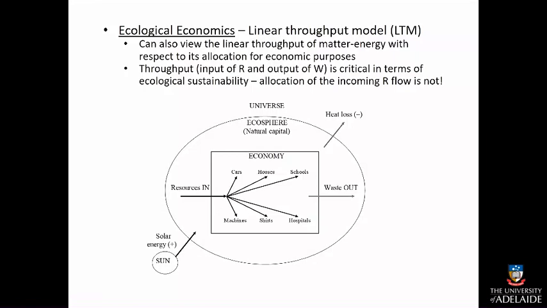The important thing here is that this throughput of matter and energy, which is the input of resources and the output of waste, is critical in terms of ecological sustainability. Allocation of the incoming resource flow is not. Okay, so what you do with that stuff when it enters the economy is irrelevant in terms of ecological sustainability. You may allocate it in such a way to get more pollution than you ought to, but the total level of waste will be determined by the total quantity of resource input, which I'll talk about soon. Okay?